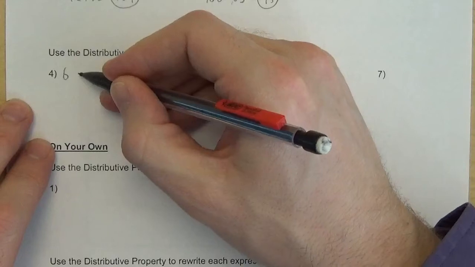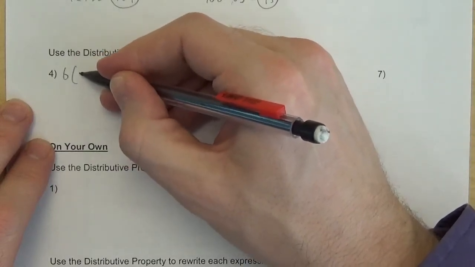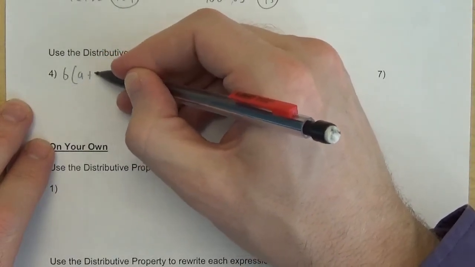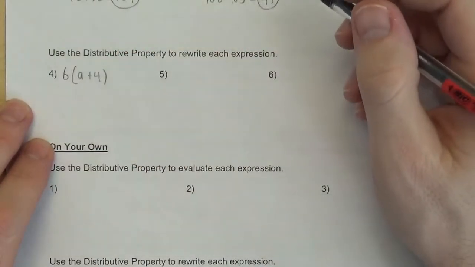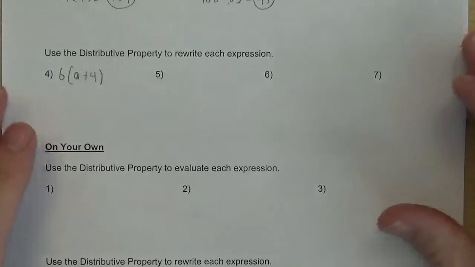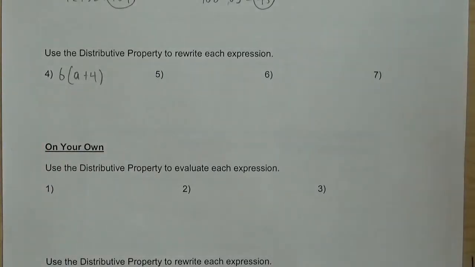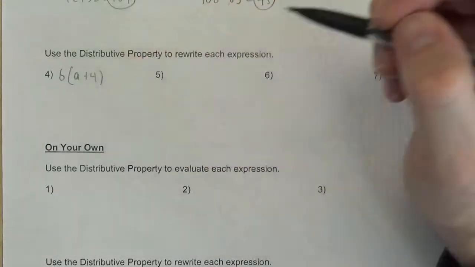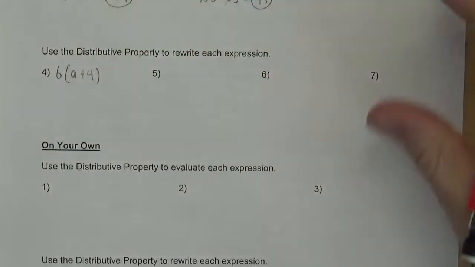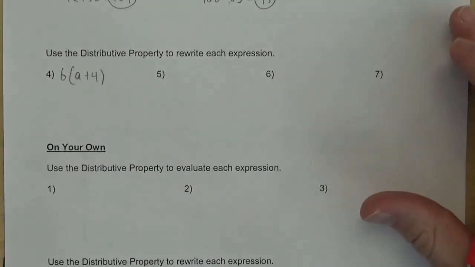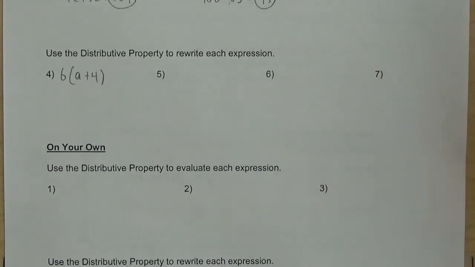So number 4 is 6, and then in parentheses a plus 4. That's an a right there. That's our variable. So it's important to be able to do distributive property because in this case we can't add a plus 4 because we don't know what a is. So we can't do order of operations the normal way that we would do that. We can't do what's in parentheses, but we can still eliminate the parentheses by using the distributive property.